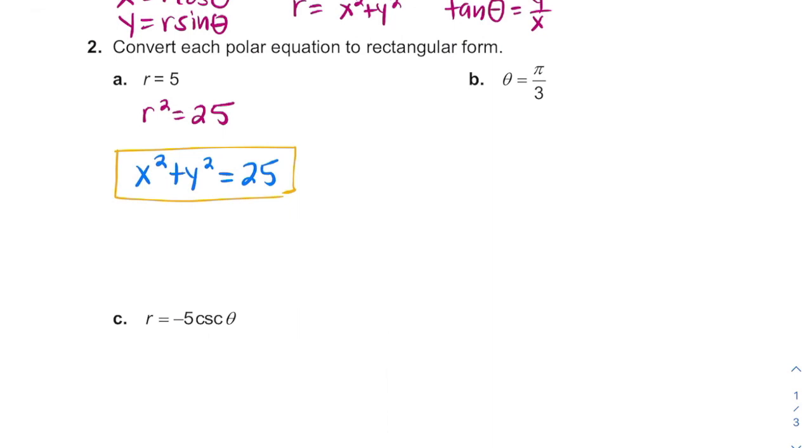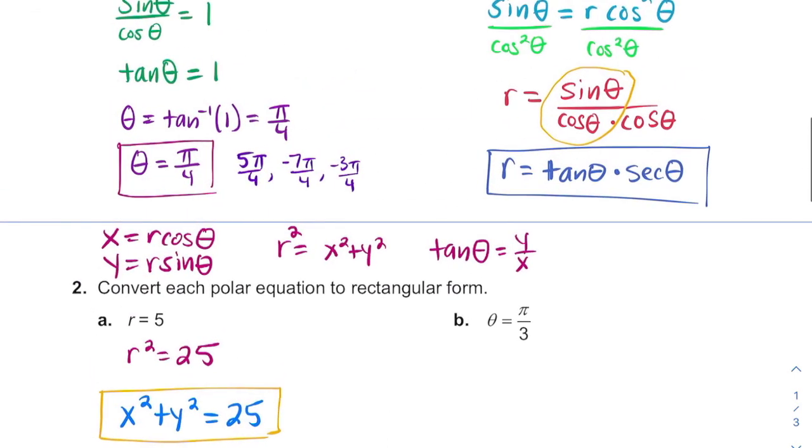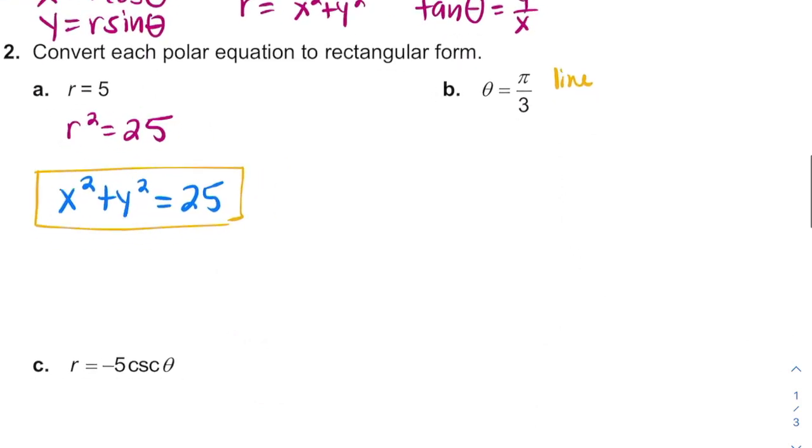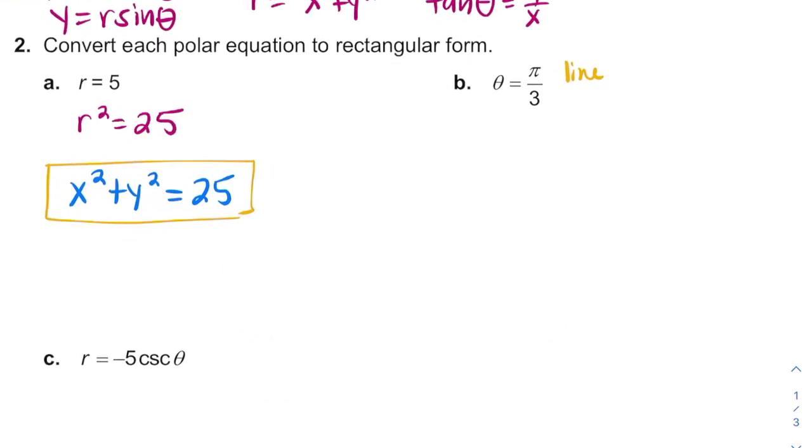So next up, what we want to do is we have theta is equal to pi over 3. What we found last time when I had theta equals pi over 4, that was a line of sorts. It was the line y equals x. So we're going to expect this to come out to be some sort of line. So here is what we have. It says the tangent of theta is equal to pi over 3.